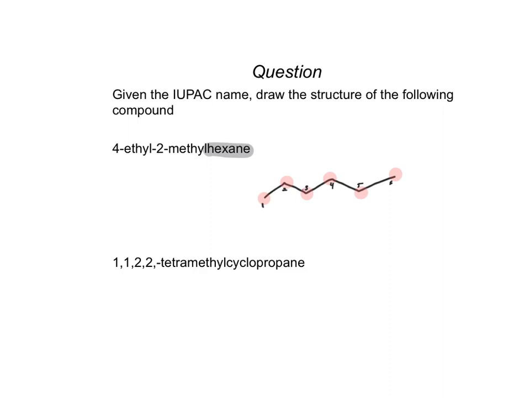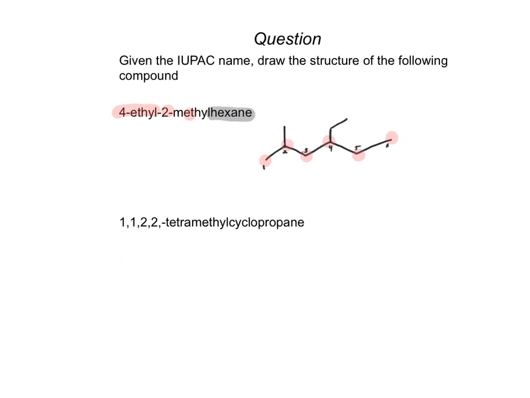After I've numbered, I'm going to add whatever substituents they tell me to. So I've got a 4-ethyl. So at the 4 position, I'll draw an ethyl group. So an ethyl is a 1-carbon, 2-carbon chain. And then we've got a 2-methyl. So at the 2 position, I'll just draw a methyl group, and I'll make that the same color. Okay, so this is 4-ethyl-2-methylhexane.